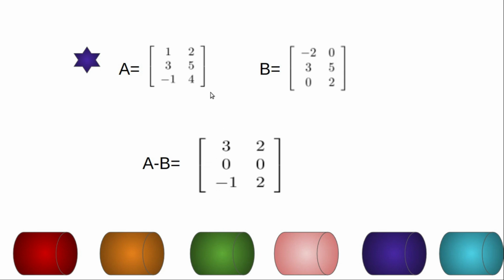which is obtained by subtracting elements of B from corresponding elements of A. 1 minus minus 2, that is 1 plus 2, 3. 2 minus 0, 2. 3 minus 3, 0. 5 minus 5, 0. Minus 1 minus 0, minus 1. 4 minus 2, 2.